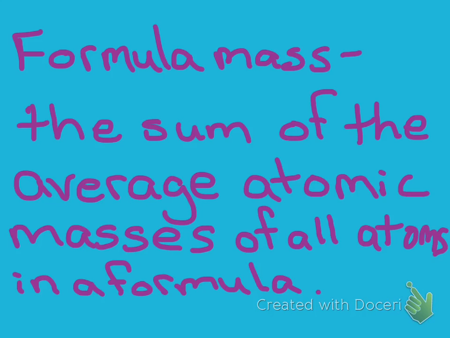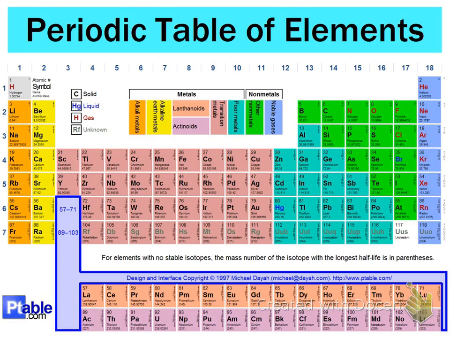But before we learn molar mass, you need to figure out what formula mass is. It's the sum of the average atomic masses of all atoms in a formula. To calculate the formula mass, you use a periodic table to find the average atomic mass of each one, and it's the number on the very bottom.